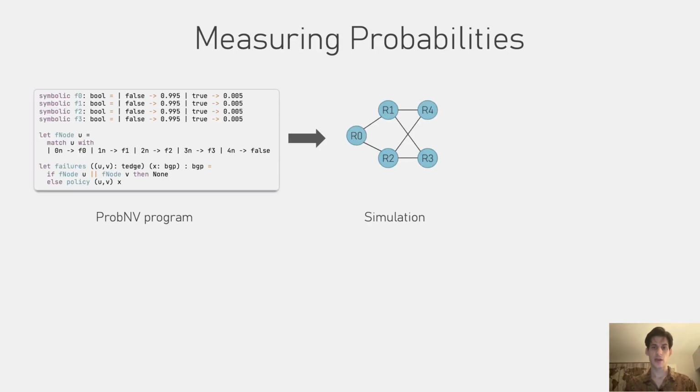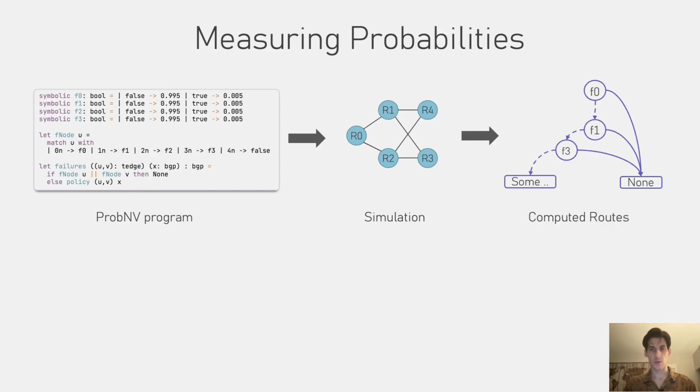To recap, given a model in ProbMV, we can simulate the routing process, computing for each node the routes it has learned under different failure scenarios. And once the simulation has completed, we can check network properties by computing Boolean expressions over these routes. For instance, to check whether or not a node has a route to the destination, we just need to assert that the optional value is constructed using the sum constructor.